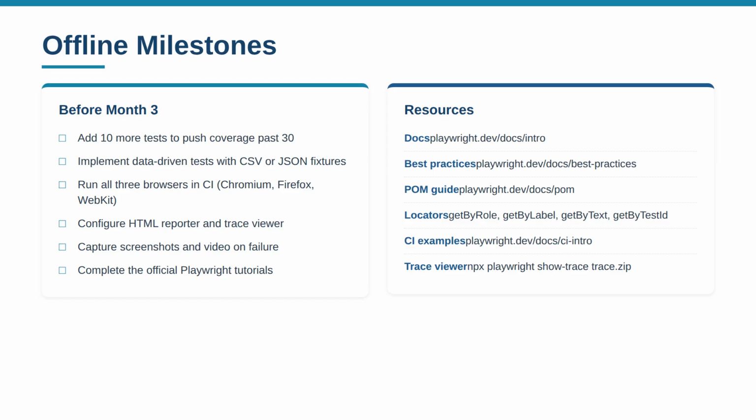Set up screenshot and video capture on failure so you have evidence when things break in CI, and complete the official Playwright tutorials at playwright.dev. The resources on screen are the essential reading: the Playwright documentation introduction, the best practices guide, the page object model page, the locators reference, the CI introduction, and the trace viewer guide. These are the 6 URLs you will return to repeatedly as you build real automation suites.